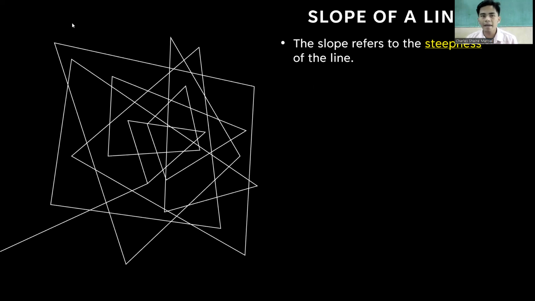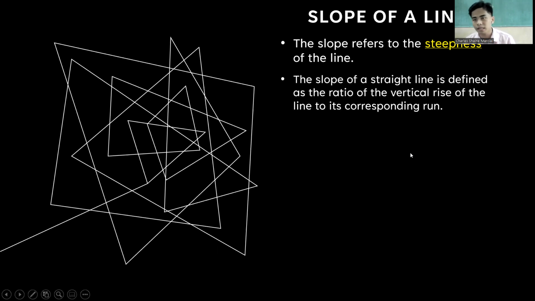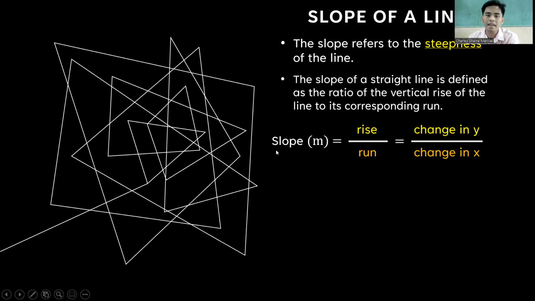So, the slope of a line refers to the steepness of the line. Okay? The slope refers to the steepness of the line. Next, the slope of a straight line is defined as the ratio of the vertical rise of the line to its corresponding run. So, this is the formula on how to get the slope. Okay? So, we have slope is equal to rise over run.